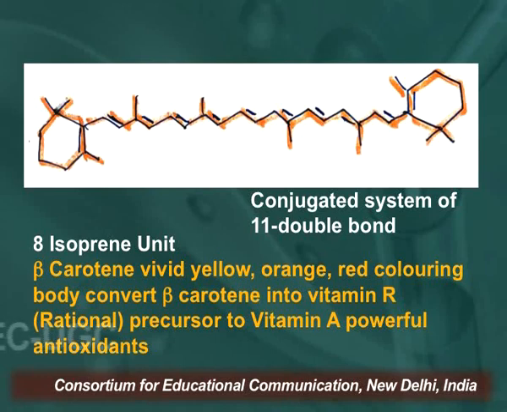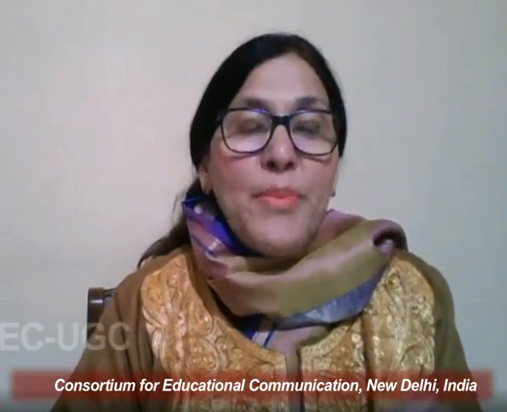Learners, this beta carotene, which is present as a pigment in colored foods and vegetables, is converted in our body into vitamin A, or retinol, and vitamin A is a powerful antioxidant. So vitamin A is biosynthesized from beta carotene, which is a tetraterpene, and these terpenes are also lipids because they are dissolved in fats.